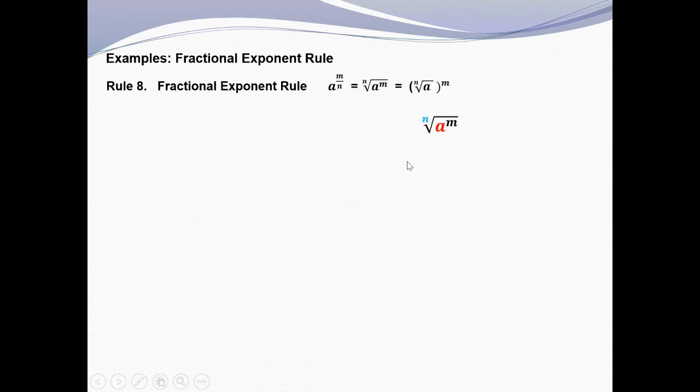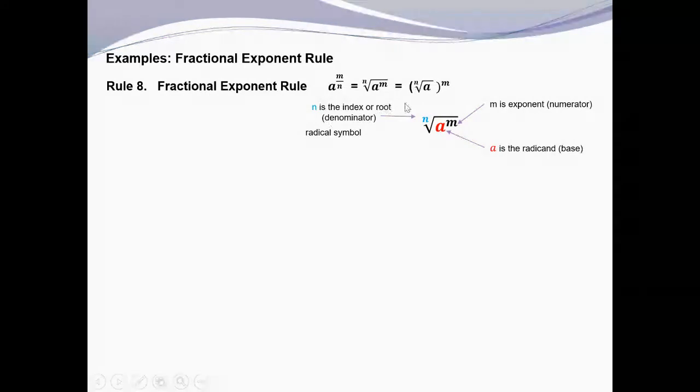Now, what is the vocabulary here? The n is called my index, or the root, which will be your denominator. This will be your denominator when you go back from a radical to exponential. That's your n. The a is called a radicand, which is a base. This is a radicand, which is a base over here. And the m is just the exponent, which is your numerator. And this is called the radical symbol here.